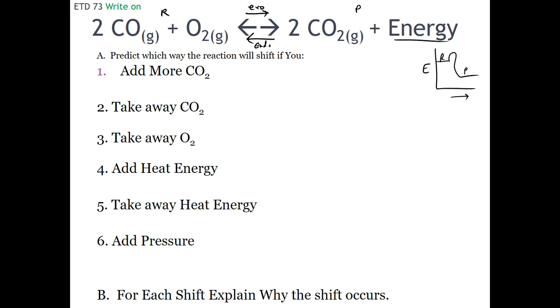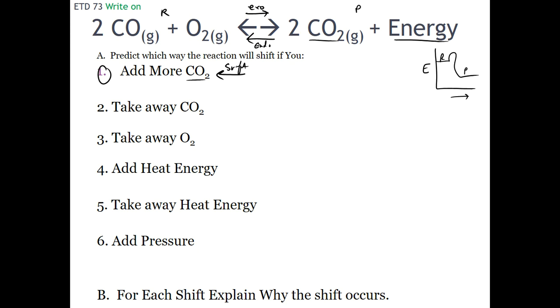Now I'm going to change some things. In the first one, I'm going to add more CO2. And I can see that right here, CO2 is one of my products. So what's going to happen to the reaction? Well, if I add products, it's going to shift to favor the reverse reaction, right? And I'll just draw the arrows for the shifts. We could say that it favors, which is a good term that we use in chemistry, right?